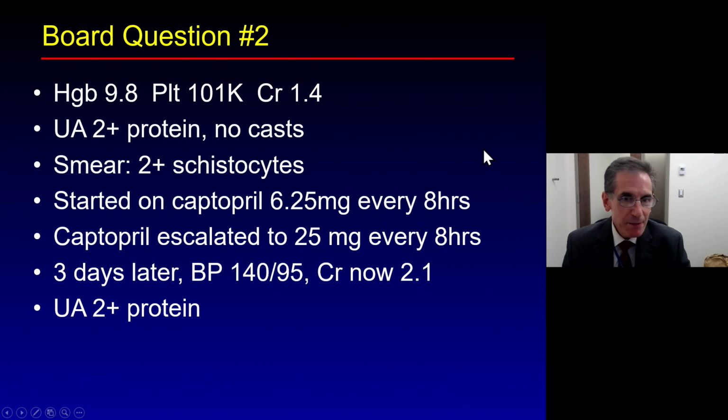Thank you. The hemoglobin is 9.8. The platelets are low. The creatinine is 1.4. The urine shows 2+ protein, no casts, 2+ schistocytes on the blood smear. And so the patient is started on captopril, 6.25 milligrams every 8 hours. And then the captopril is escalated. 3 days later, the blood pressure is better, but the creatinine is now 2.1. The urine still shows some protein.